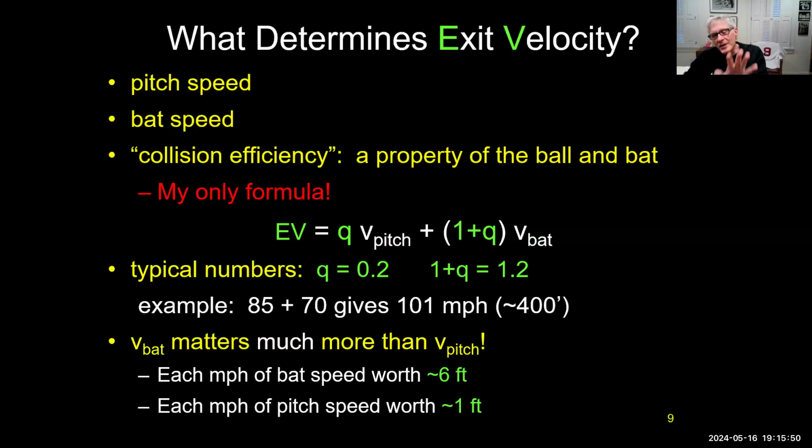To some extent, if you've ever played or observed the game, you know that already. If you hit a ball off a tee, where there is no pitch speed, you can still hit that ball a long way. The other extreme is to try to bunt the ball, where there's pitch speed but no bat speed, and you know the ball's not going to go very far. So intuitively, you knew that already. You may not have realized just how big an asymmetry it really is.